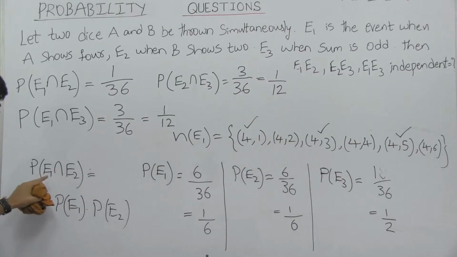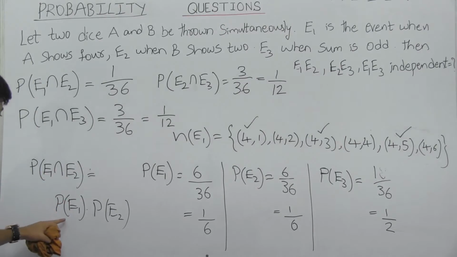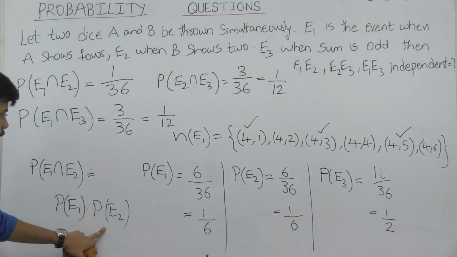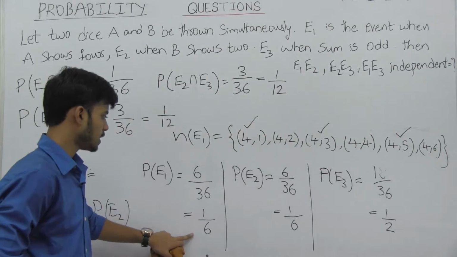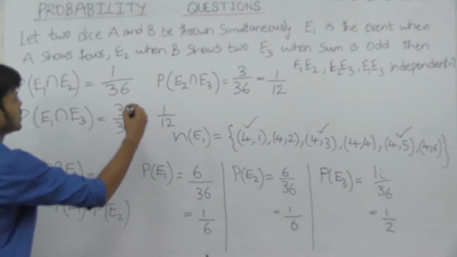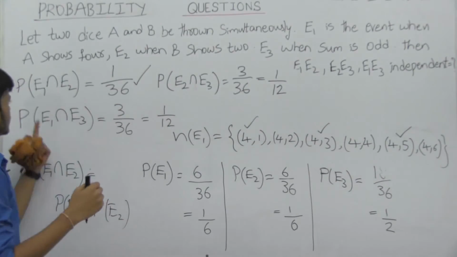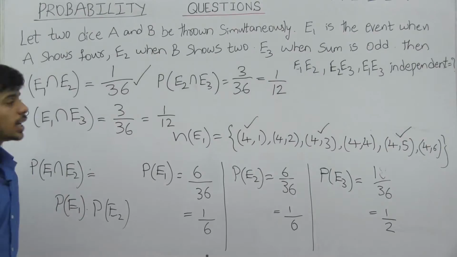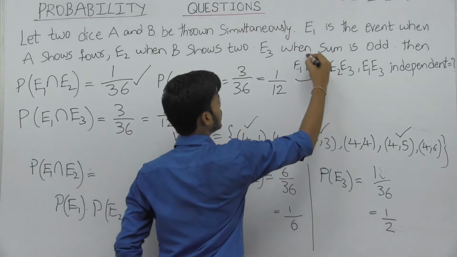So let's verify. Probability of E1 intersection E2, which is probability of E1 into probability of E2. So 1 by 6 into 1 by 6, which is 1 by 36, which is correct. Hence E1 and E2 are independent.